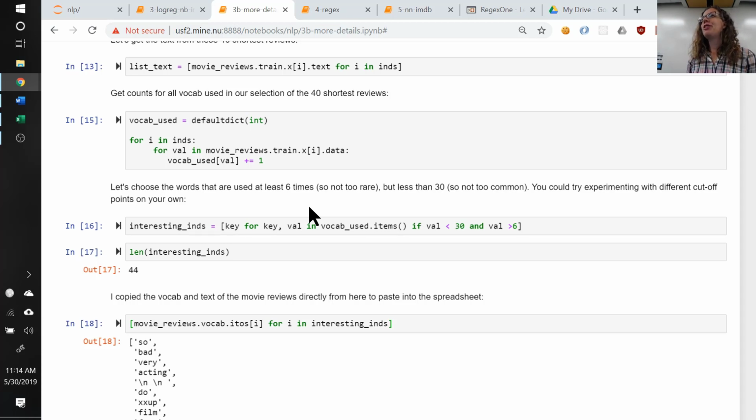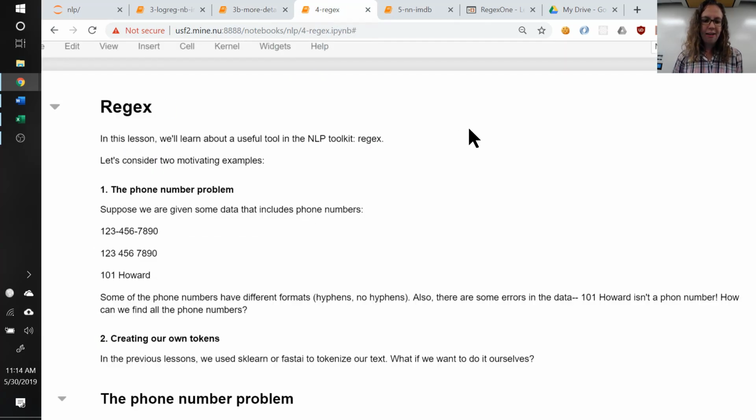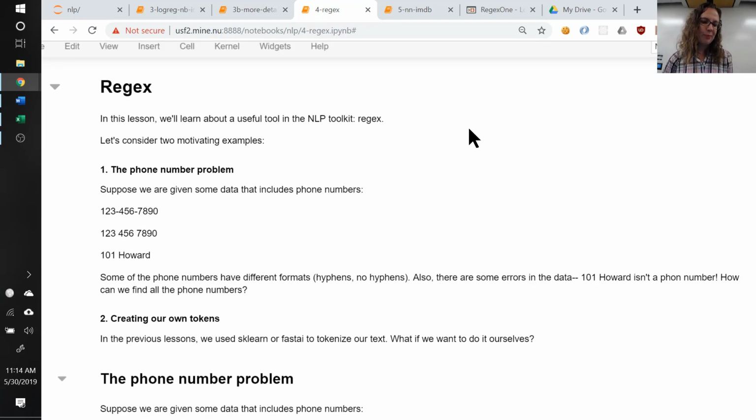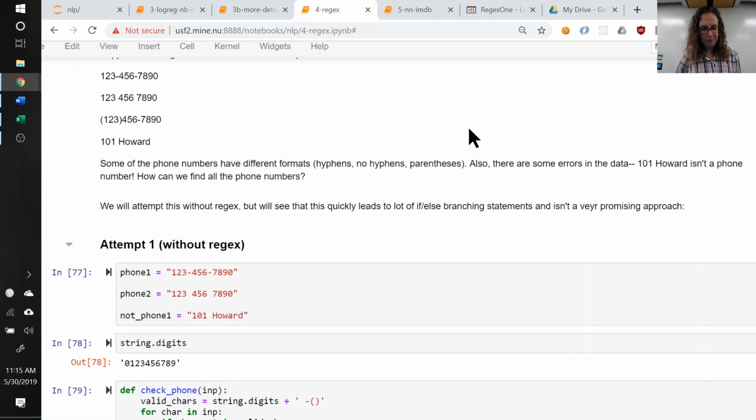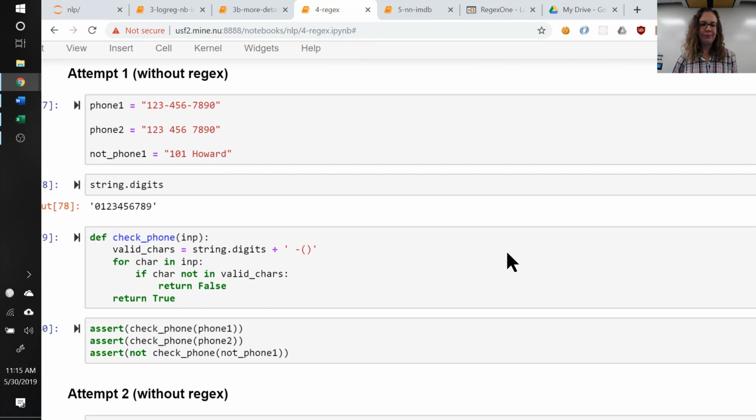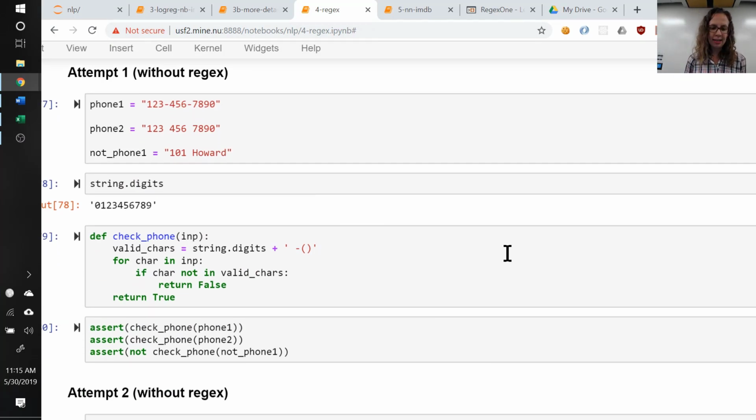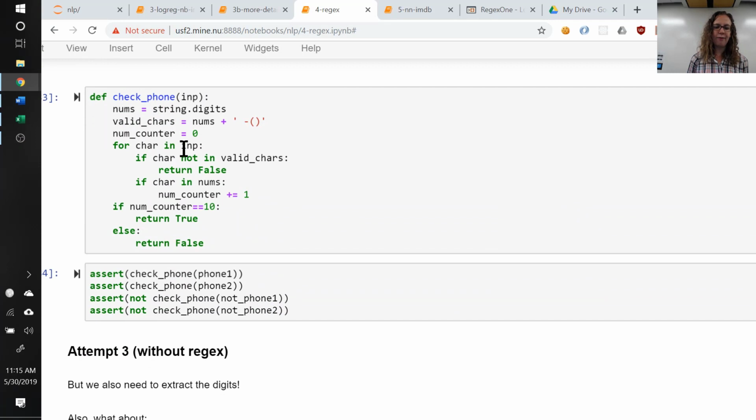Any more questions about Naive Bayes before we go on to Regex, which we started last time briefly? All right, so let's go to Regex. I opened last time motivating with this phone number problem, showing you could start trying to do it without Regex, but it quickly created a whole system of branches with a lot of if-elses and different cases to consider. Regex will give us a cleaner and more effective way to deal with this.